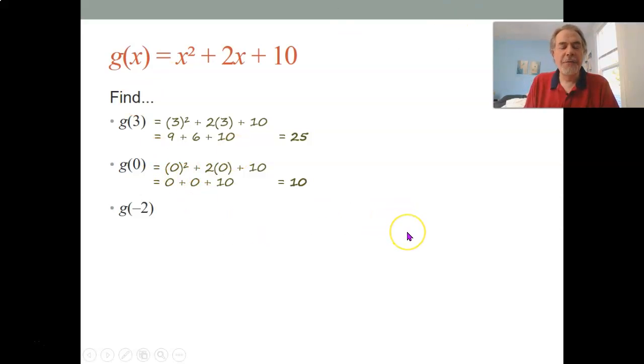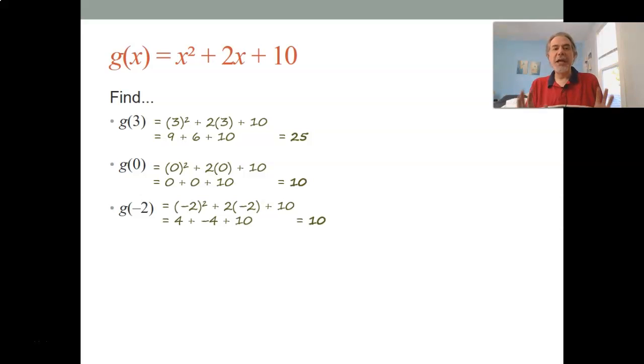And g of negative 2 would be negative 2 squared plus 2 times negative 2 plus 10. So negative 2 squared is positive 4. Negative 2 times negative 2 is positive 4. And then 2 times negative 2 would be negative 4. And 10 would just be 10. And then when we add 4 plus negative 4 plus 10, we get 10. So g of negative 2 equals 10.